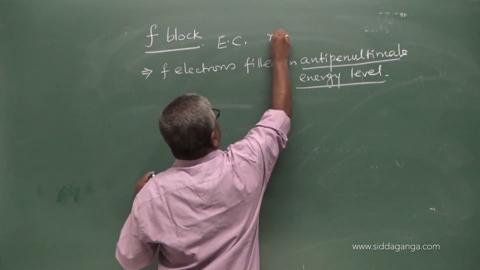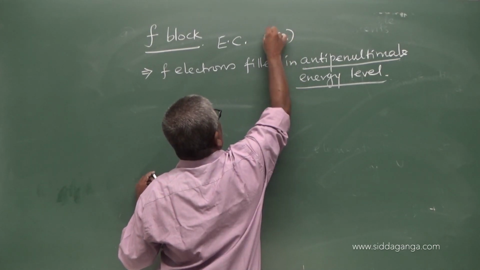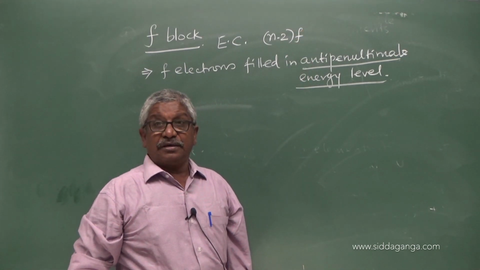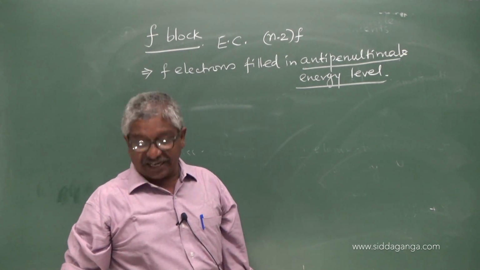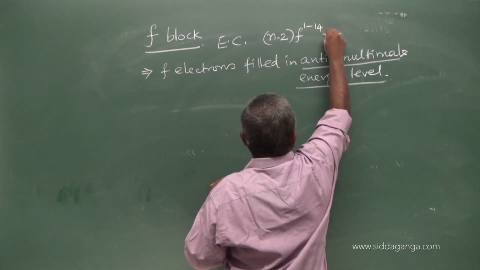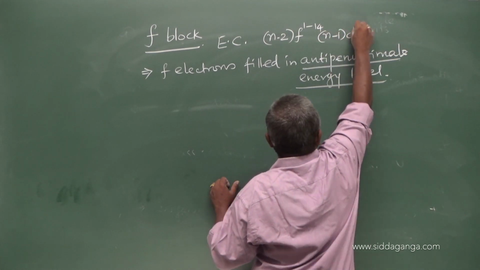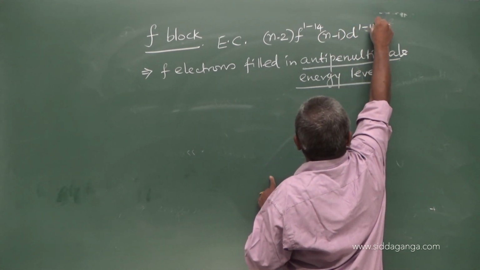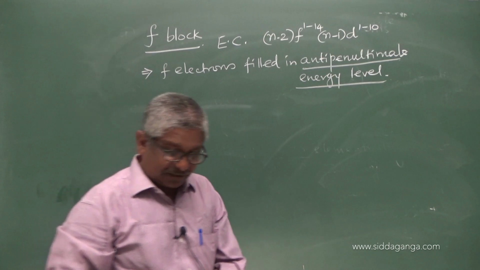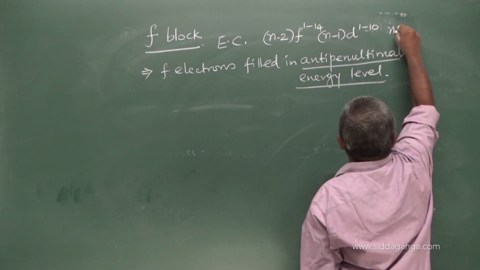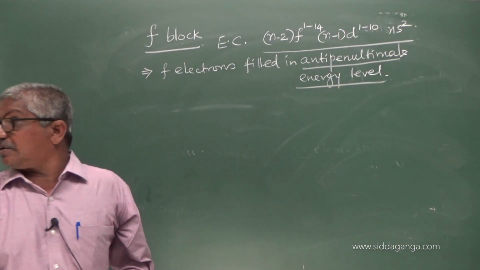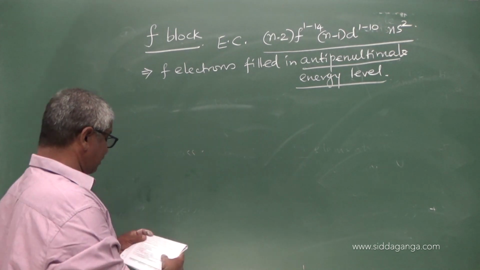Then what is the electronic configuration? It is n minus 2 f orbital, which has 7 orbitals and accommodates a maximum of 14 electrons, so it is 1 to 14. Then n minus 1 d orbital with 1 to 10 electrons. Last, it is ns 2 electrons. This is the electronic configuration of the F block.